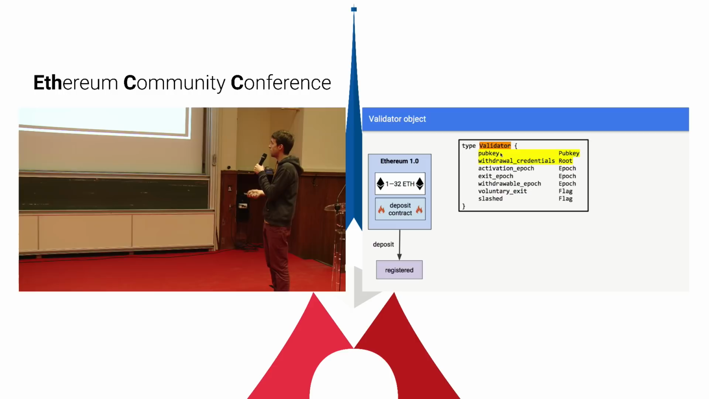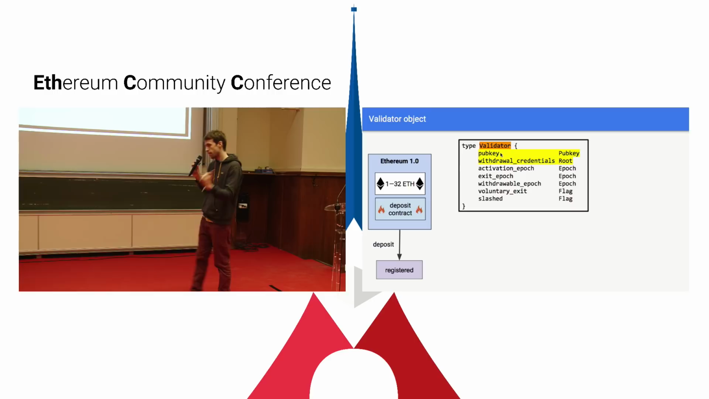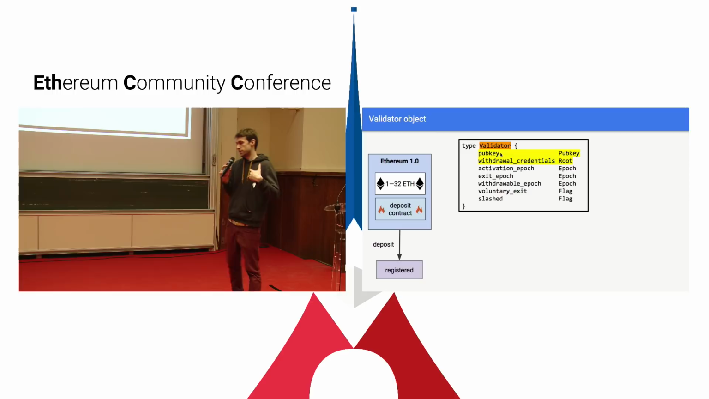In a validator, the first 2 fields are the pub key and the withdrawal credentials. So in a way, here we have 2 separate pub keys, 2 identities per validator. We have the pub key, which is going to be your day-to-day signing key. So if you want to sign a vote, an attestation, or sign a block, or sign a transfer, you will use your pub key.